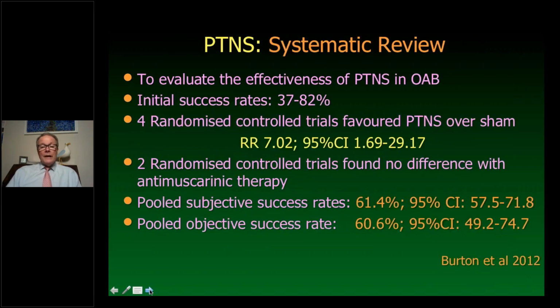If we look at a recent systematic review from Claire Burton and her group, this is looking at the effectiveness of PTNS in overactive bladder, with initial success rates of up to 82%. When they looked at 4 randomized controlled trials and 2 randomized controlled trials looking at antimuscarinic therapy, there was a pooled subjective success rate of around 60%, and this was similar to the objective success rate of 60% as well.